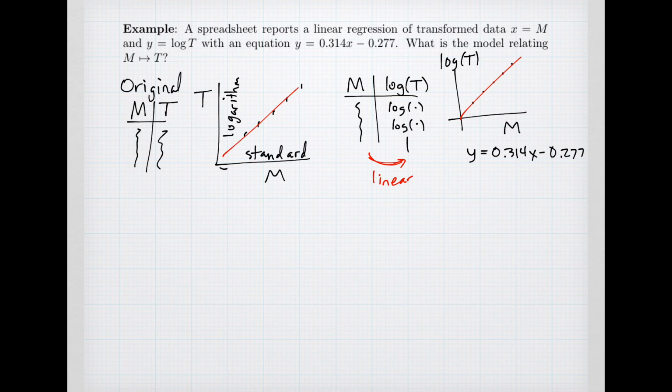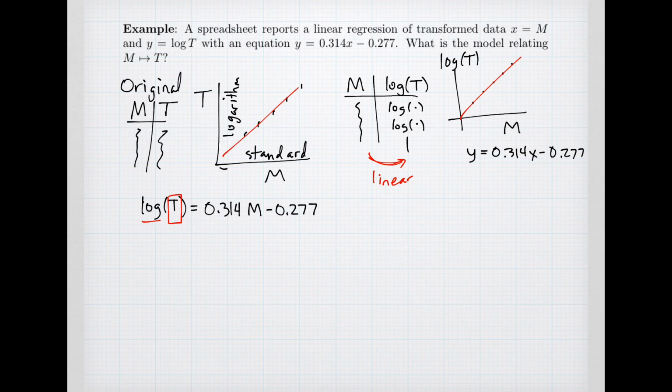I'm going to write down the equation using my transformed variables. My y variable was the logarithm of t. And so that's equal to 0.314 times my x variable, which is m. If it was a log-log plot, I would have used log m here. And then I'm going to subtract 0.277. Okay.